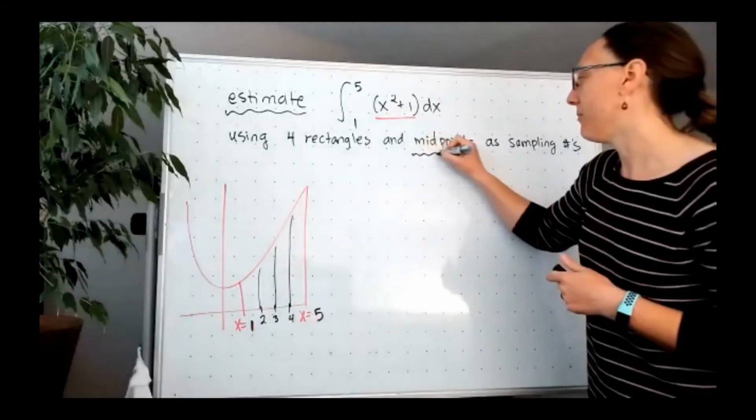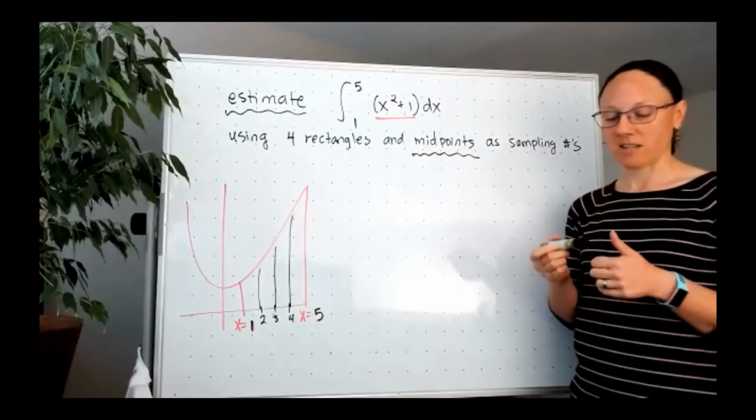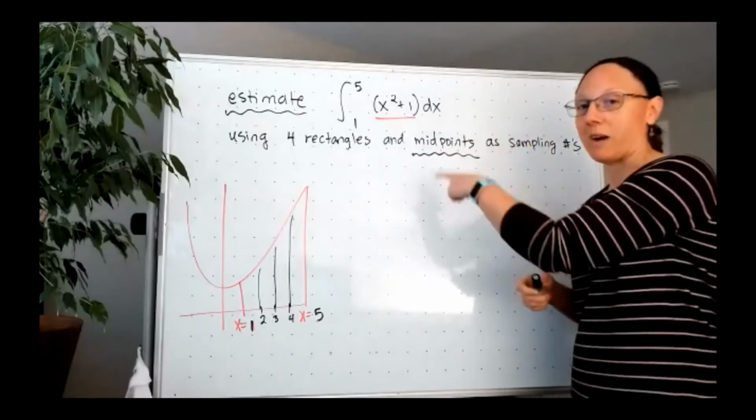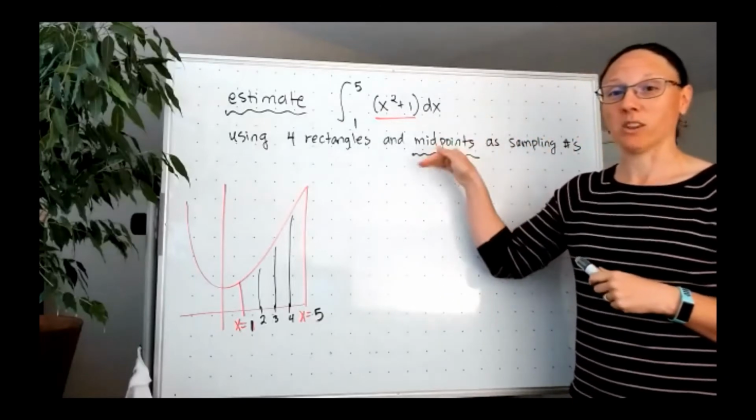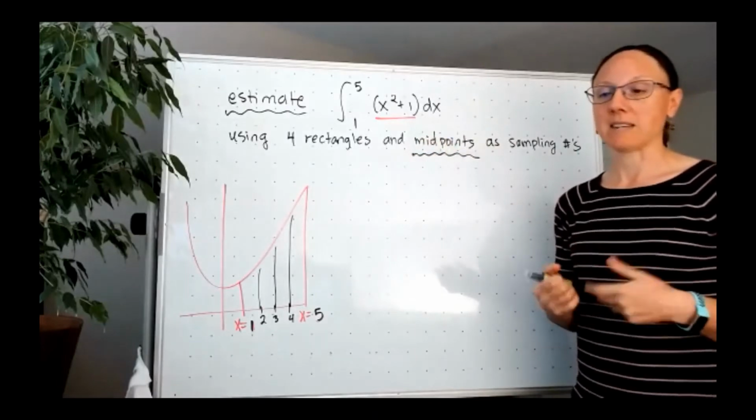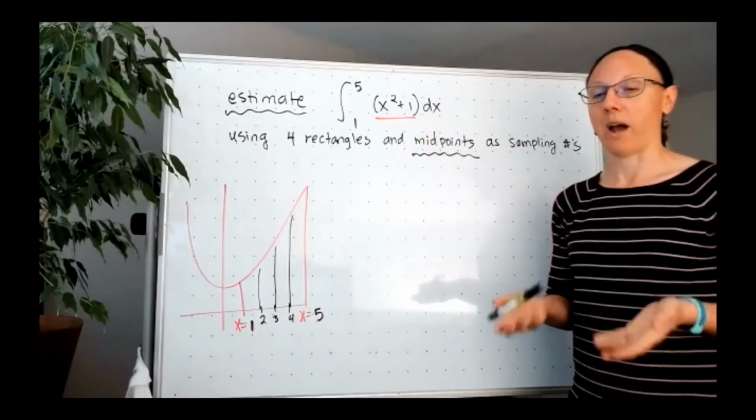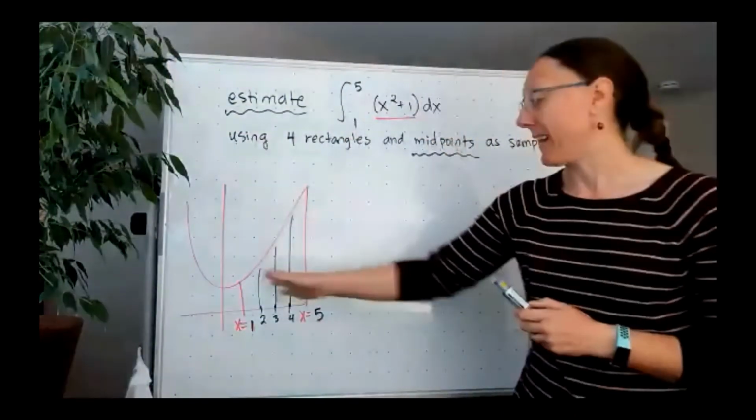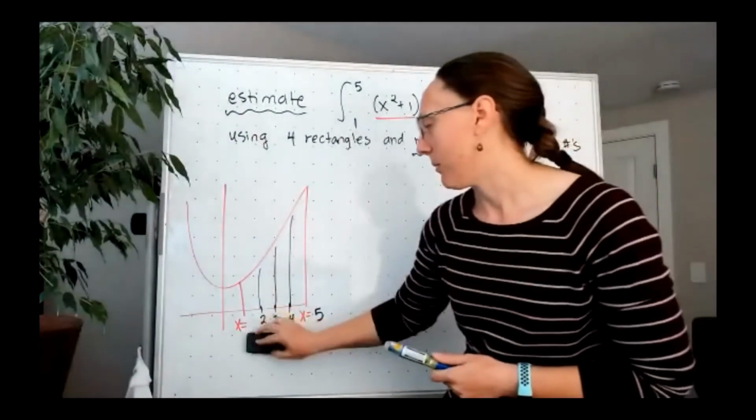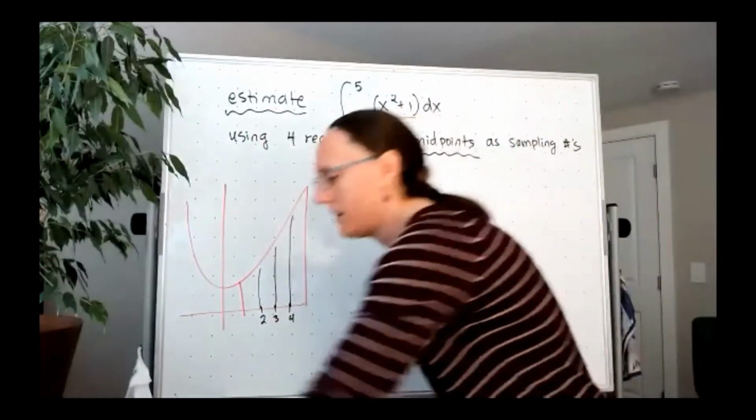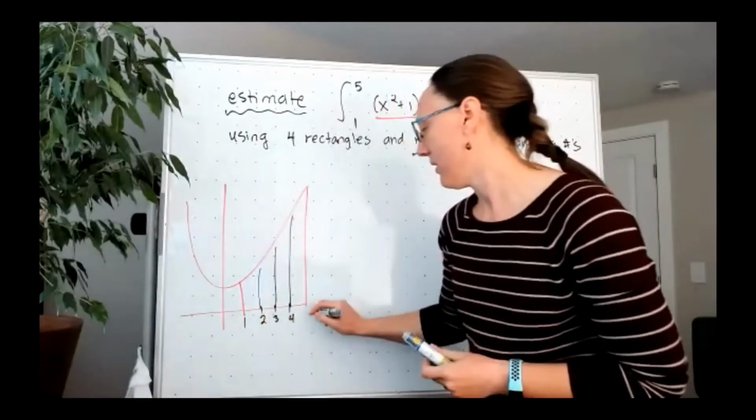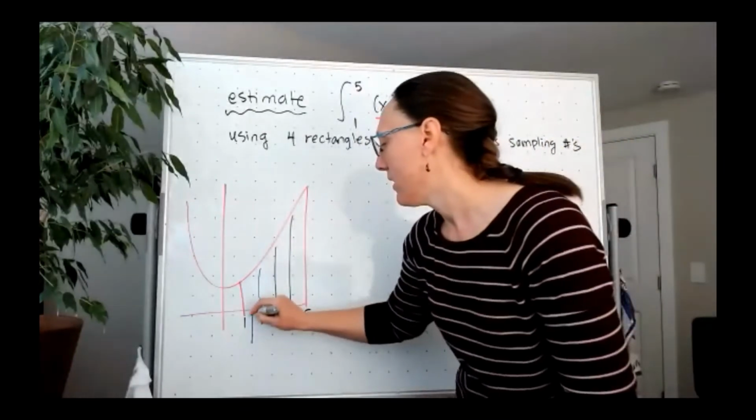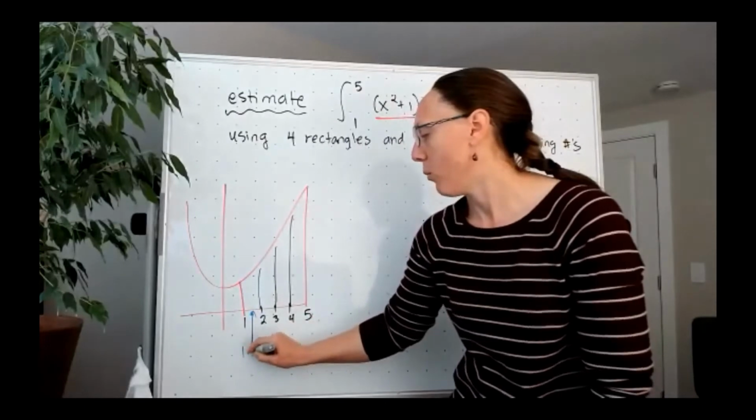And then here, we've been told to use midpoints. This could be replaced with left hand, or this could be replaced with right hand, or this could be replaced with upper or lower. But right now we've been told midpoints. And that just tells us where to find the y values to form the heights of our rectangles. So I'm going to look in each of these intervals. I'm going to get rid of my x equals because it's a little bit messy down there. And I'm going to look at the midpoint for each of those. So the midpoint of 1 and 2 would be 1.5.